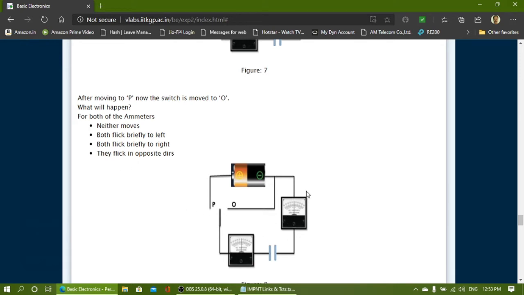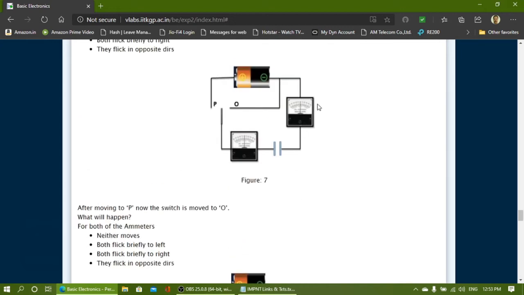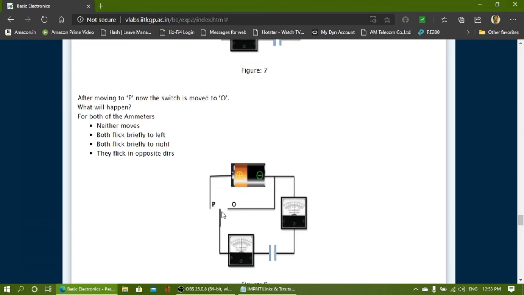In the first case, this meter will go right and this meter will go left. But when the switch is connected to Q, the capacitor starts to discharge. That means the current flow will be in the opposite direction. So the bottom galvanometer will deflect to the right side, and this meter will deflect to the left side.